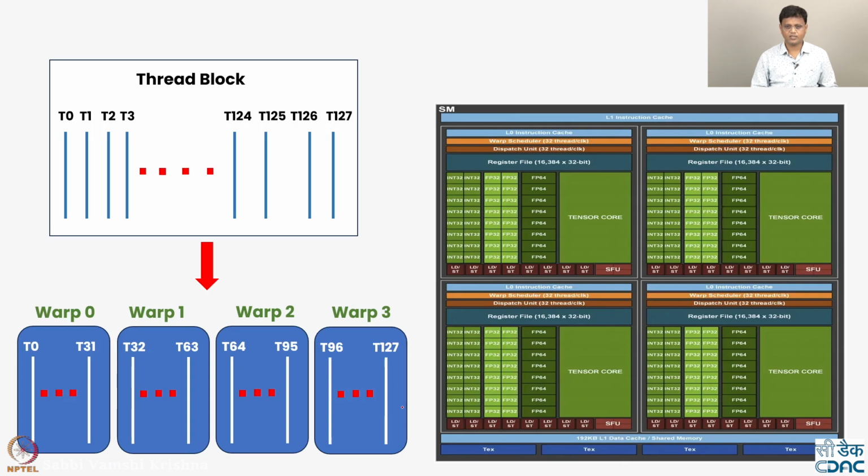Now, let us consider the scenario where we have 4 process blocks in each SM. So far, to simplify the explanation, I have considered only one process block, but now I am considering 4 process blocks in each SM. You can see here the SM has 4 process blocks, and each process block has its own warp scheduler, these orange color boxes.